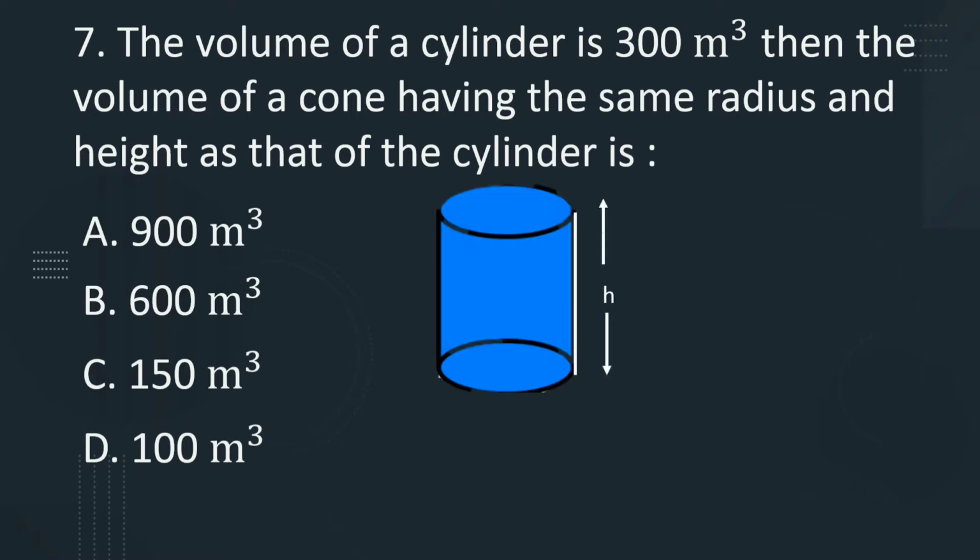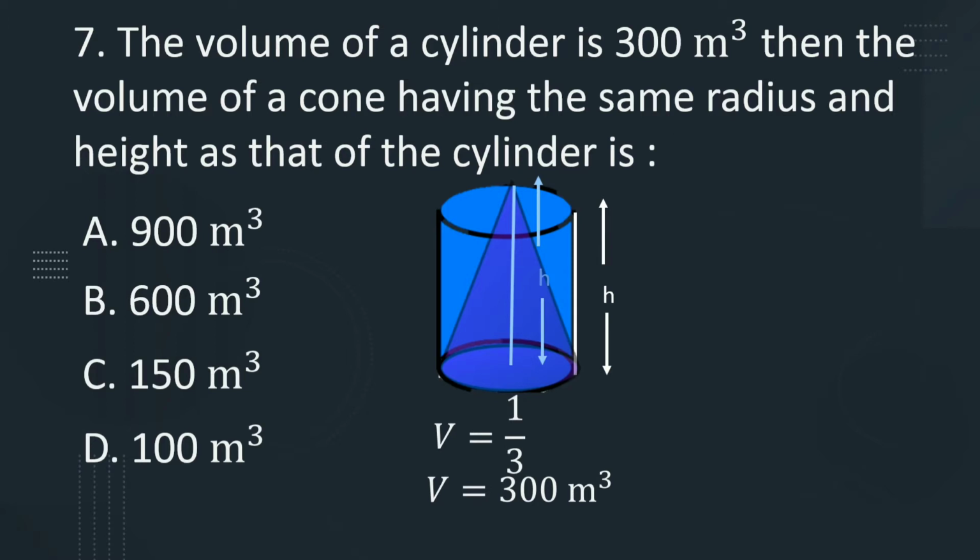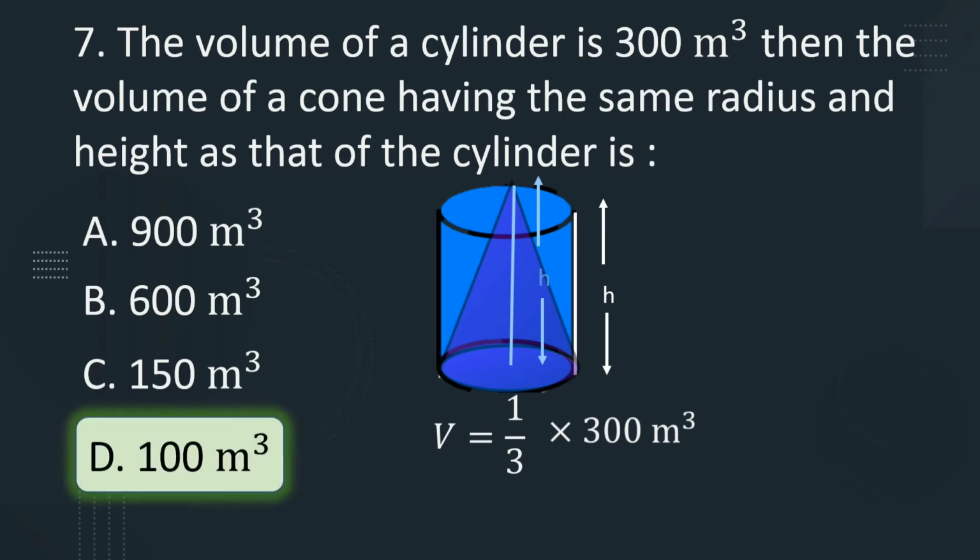But I will visualize it. Cone of height h having the same radius. Volume of cylinder is pi r square h. It is given that volume of cylinder is 300 meter cube. We already know volume of cone is 1 by 3 pi r square h. Instead of pi r square h, we can put 300. 300 by 3, that is equal to 100.